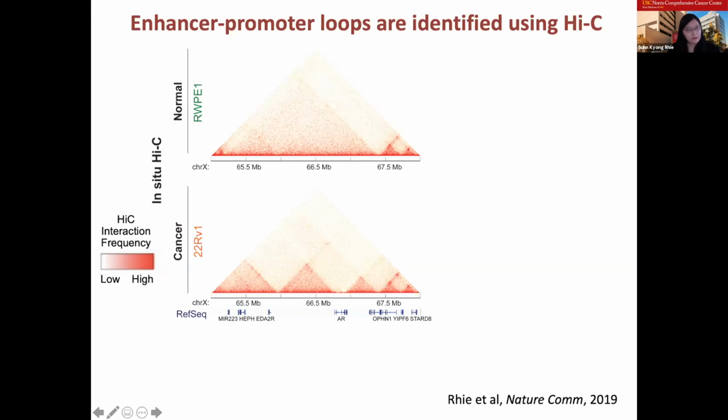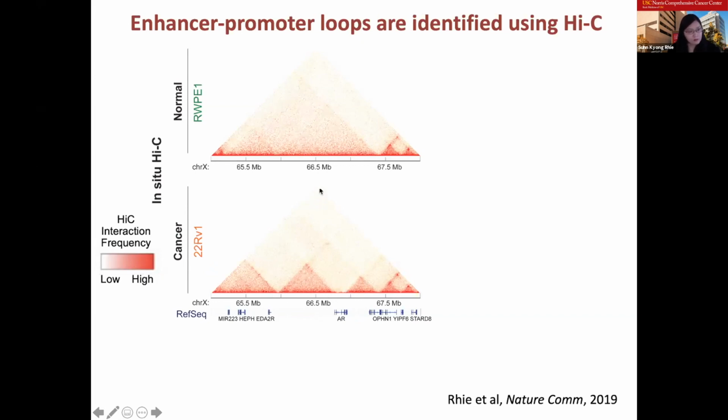So we developed these in situ Hi-C high resolution maps in normal prostate and then 22Rv1 prostate cancer cells, and then we visualize those chromatin maps near androgen receptor, which is known to be involved in prostate carcinogenesis. And we found that chromatin structure, chromatin interaction maps, are very different between normal and prostate cancer cells. As you can see, near androgen receptor for prostate cancer cells, there are smaller TADs, which stands for topologically associating domains. So you can see that chromatin interactions are found more frequently near androgen receptor for prostate cancer cells, but not that much for RWPE1.